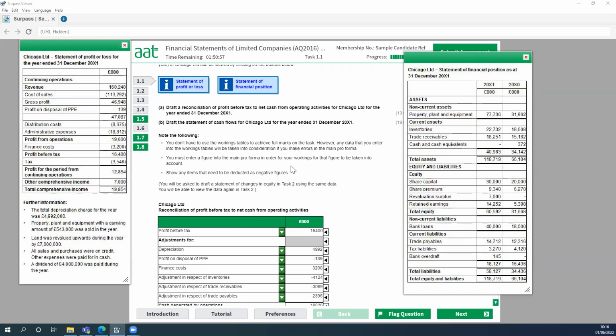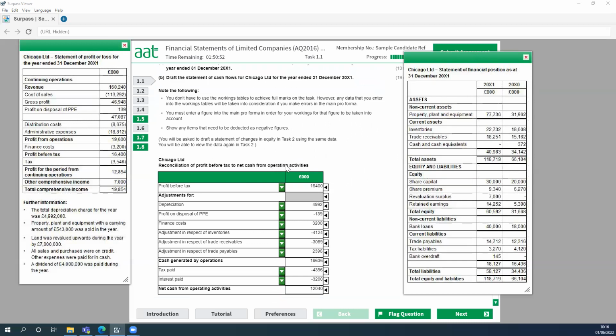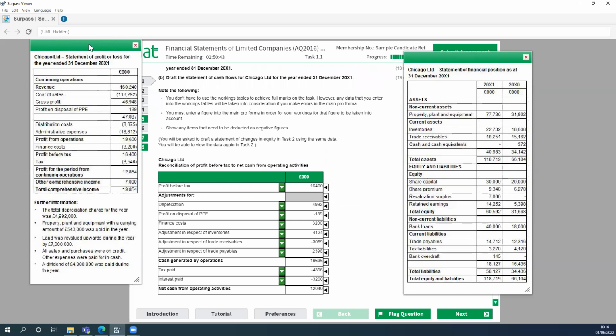So why do we do this? Because what we want to see in relation to this organisation is what were the profit or loss from their normal operating activities? So for example, in the profit loss account, we've got that the profit from continuing operations is 12,854. But within that, we've got profit on disposal, we've got a depreciation charge in the expenses, we've also got finance costs for this one as well.